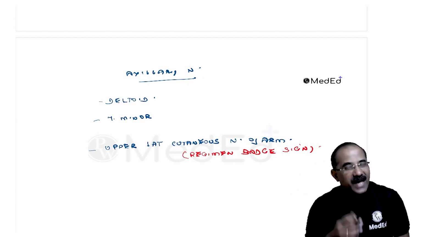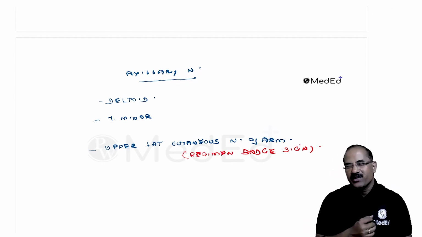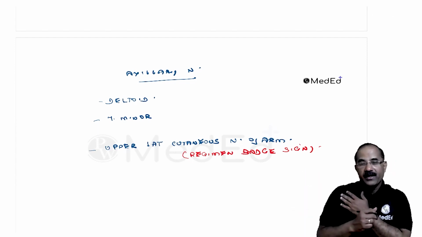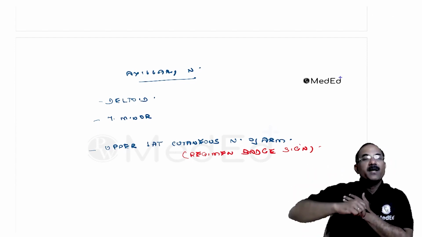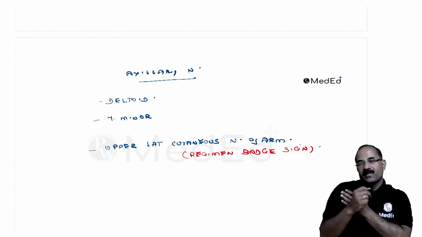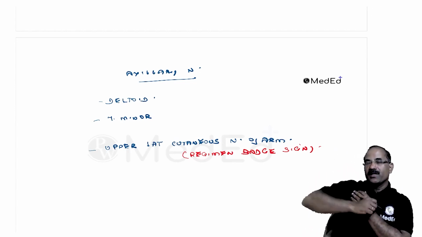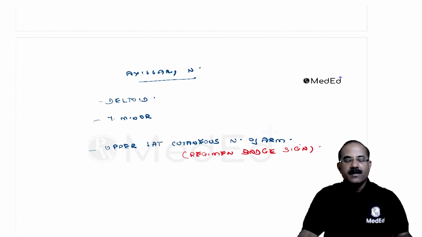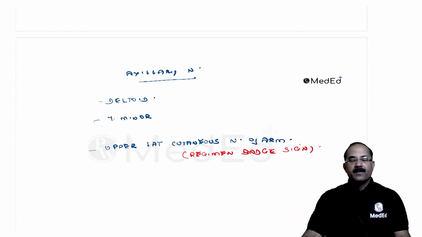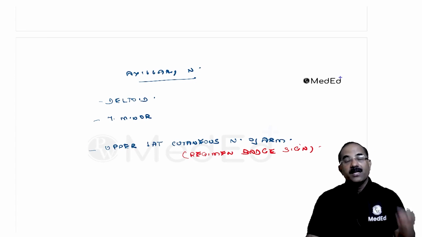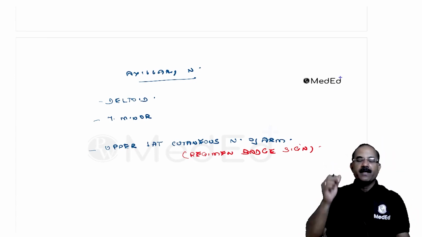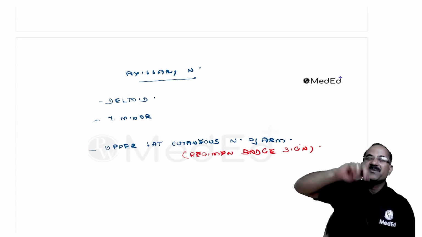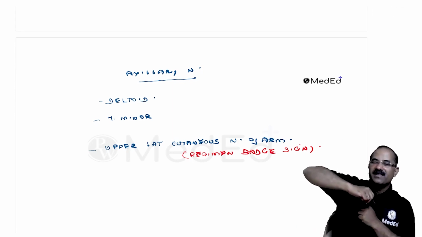Now you tell me what is the action of deltoid. Can anyone tell me the action of deltoid? Deltoid does abduction, right? The main action of deltoid is abduction, but not the entire abduction. Who does 0 to 15 degrees of abduction? Answer this. 0 to 15 degrees of abduction is done by supraspinatus. Up to 15 degrees supraspinatus. 15 to 90 is done by whom? Deltoid. 15 to 90 degrees is done by deltoid.